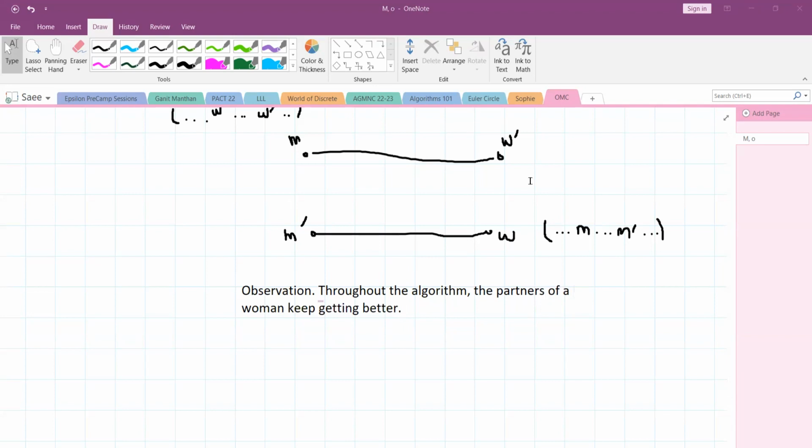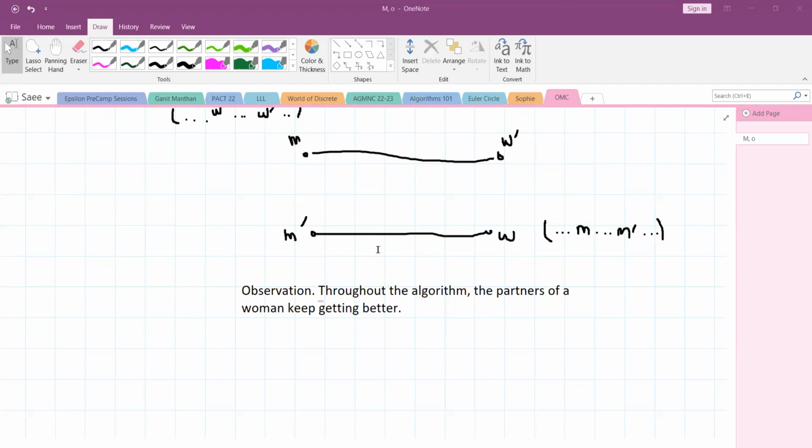So why is this happening? Let's say, yeah, please go ahead. Yeah, it does make sense. Right, can you give a quick explanation for why this is happening? Because W will only reject her current partner if she gets proposed by a better person, and if the reverse case happens, then that will not take place.